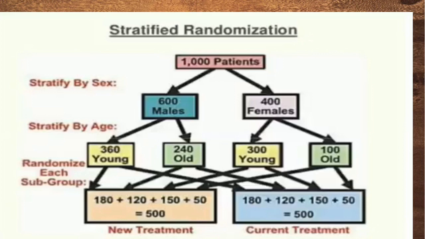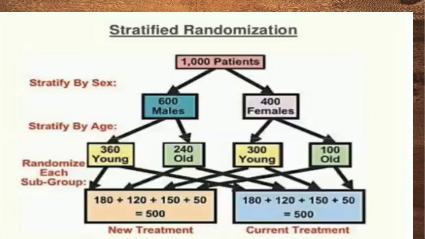Next is stratified randomization. This is also very interesting. In stratified randomization, we are classifying our subjects according to different characteristics, right? See here in this example, we have 1000 patients or subjects, right? We have classified them into two characteristics, two divisions. 600 males are there and 400 females are there. Further also we are classifying them. The 600 males we have classified into 360 young males and 240 old males.